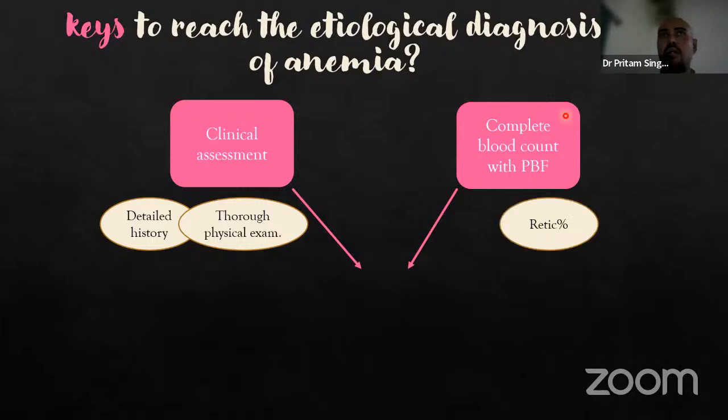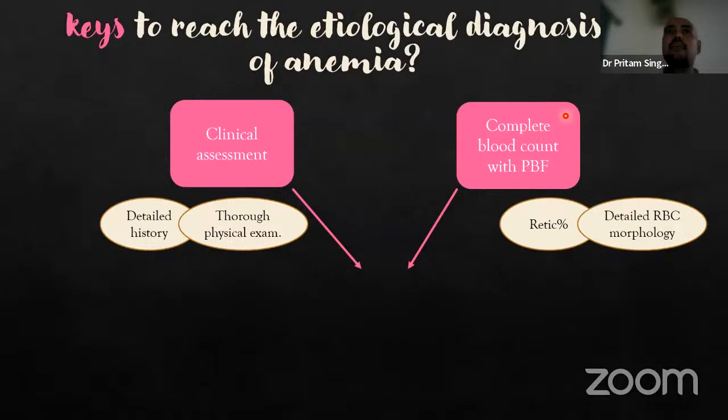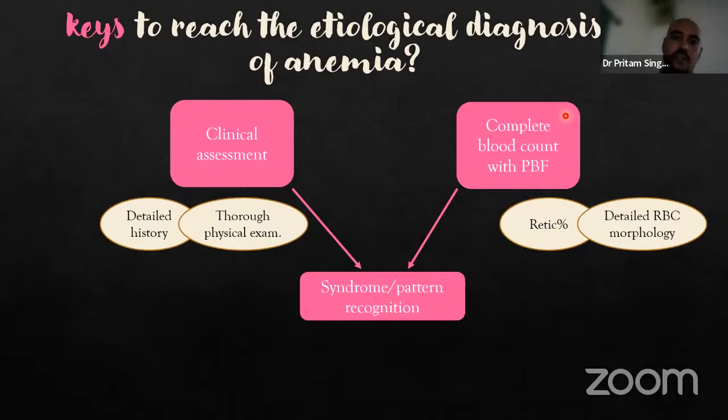What we often forget to look into when we interpret a complete blood count is the reticulocyte percentage, a very neglected but very useful laboratory entity. Detailed evaluation of the red cell morphology by examination of the peripheral smear by an experienced pathologist is also often overlooked but is a very important diagnostic clue. Based on this clinical assessment and the complete blood film, whatever information we gather, we can derive a syndromic or pattern recognition.